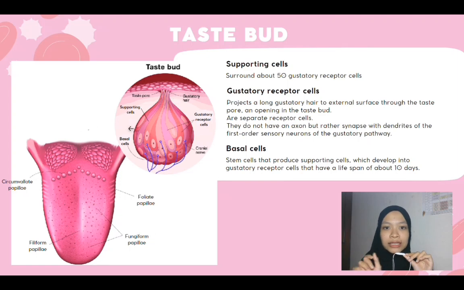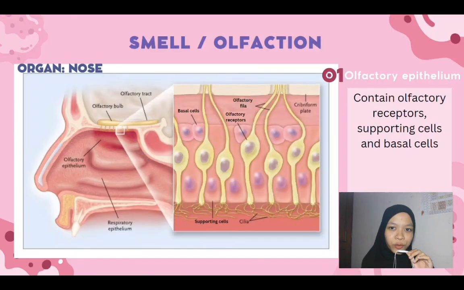The third one is basal cells. Basal cells are stem cells that produce supporting cells, which develop into gustatory receptor cells that have a lifespan of about 10 days. Done with the taste system, we are moving on to the smell or olfaction system.